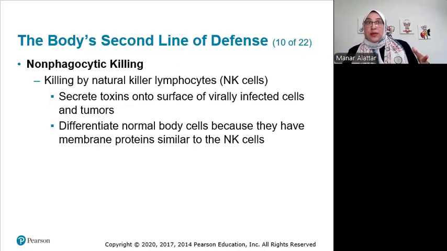Okay, so we know that these different cells can either phagocytose or do various types of chemical killing of an invader or a cell that is infected or tumors. But how do they recognize invaders? That's a really important question. They need to know what they're actually going to phagocytose.